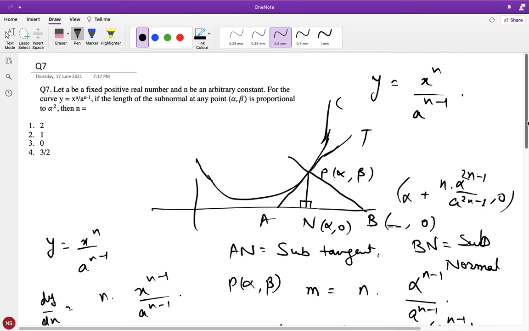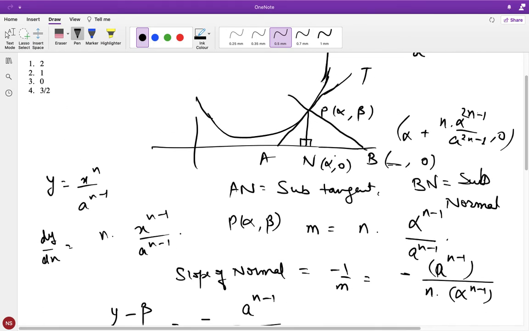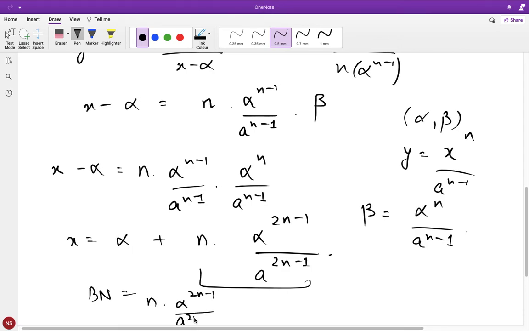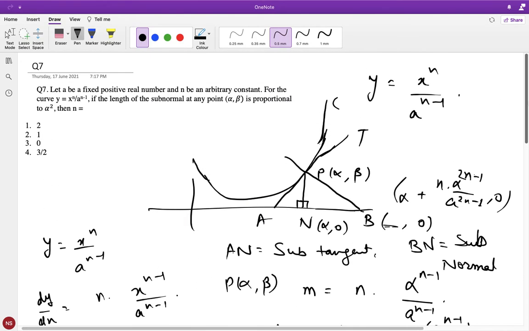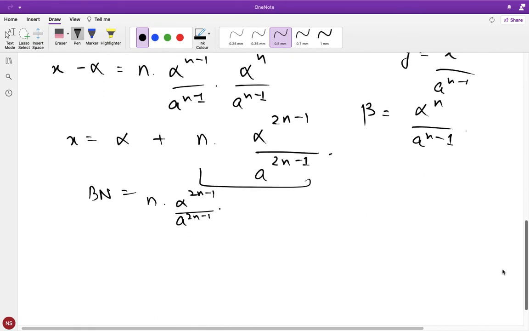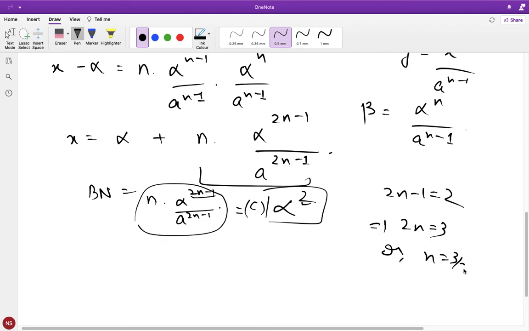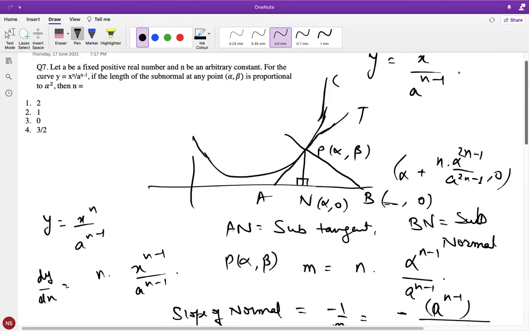So the length of the subnormal will be BN. BN is equals to, just alpha will be removed, right? So BN is simply this part. Now BN is given proportional to alpha square. This whole thing is given proportional to alpha square. This is a constant, alpha square. So this power should be equal to 2. 2n - 1 is equals to 2. This means 2n is equals to 3, or n is equals to 3 by 2. 3 by 2.